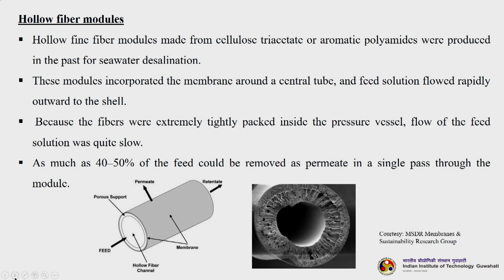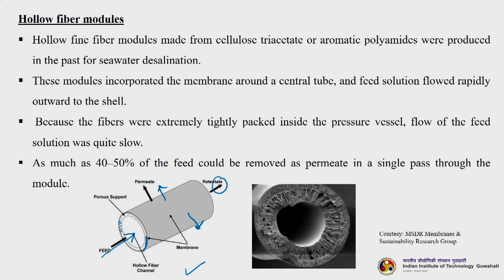These modules incorporated the membrane around a central tube and the feed solution flowed rapidly outward to the cell. So, you can see this is a single channel hollow fiber. The feed is flowing through the lumen, or inside the hollow fiber, and the permeate is coming out here from the membrane, and this is your membrane and this is your support, and you get a retentate here.